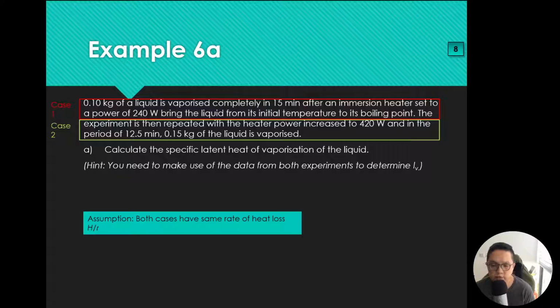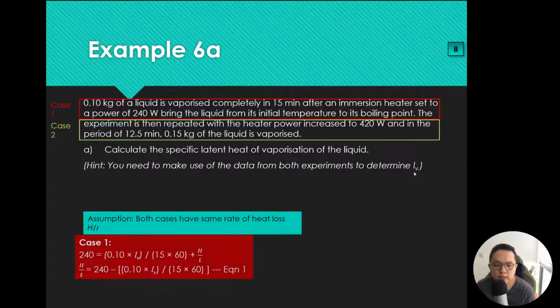Remember, this heat loss is just heat from your heater that is supposedly supplied to the liquid, but in this case it's being wasted. It's just lost to the surroundings. This happens when you do not insulate your container. So let's make use of these two cases first.